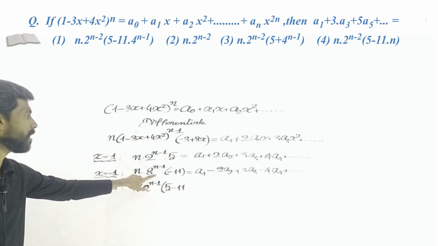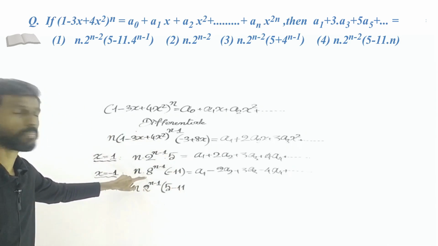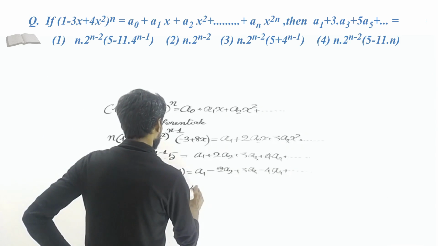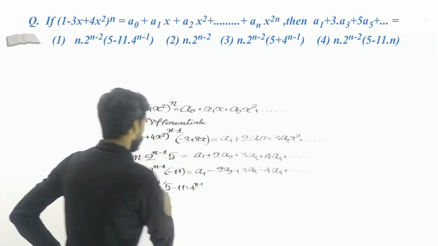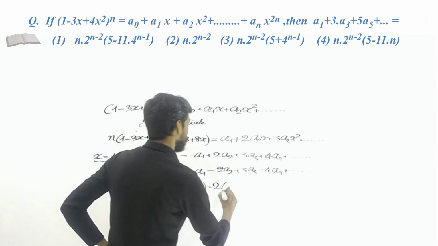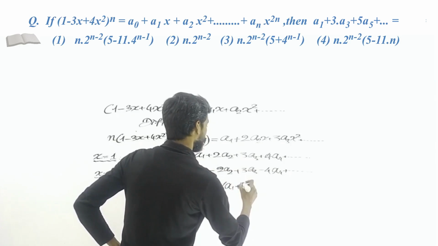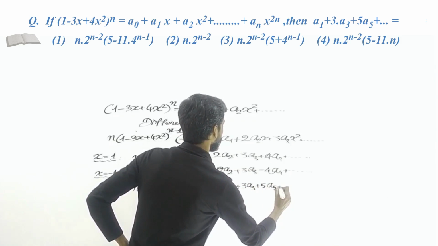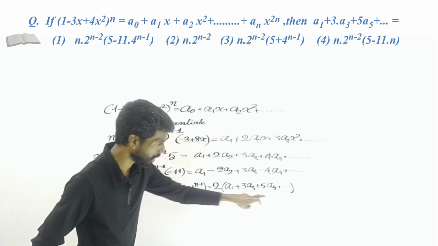Okay, so 8 can be written as 2 multiplied by 4. So 2 to the power n minus 1 is taken out, so 4 to the power n minus 1, multiplied by 11. Okay, done. So that equals 2 times our required answer, that is a1 plus the third term, 3a3, next one will be 5a5, etc. So this is the sum we need.